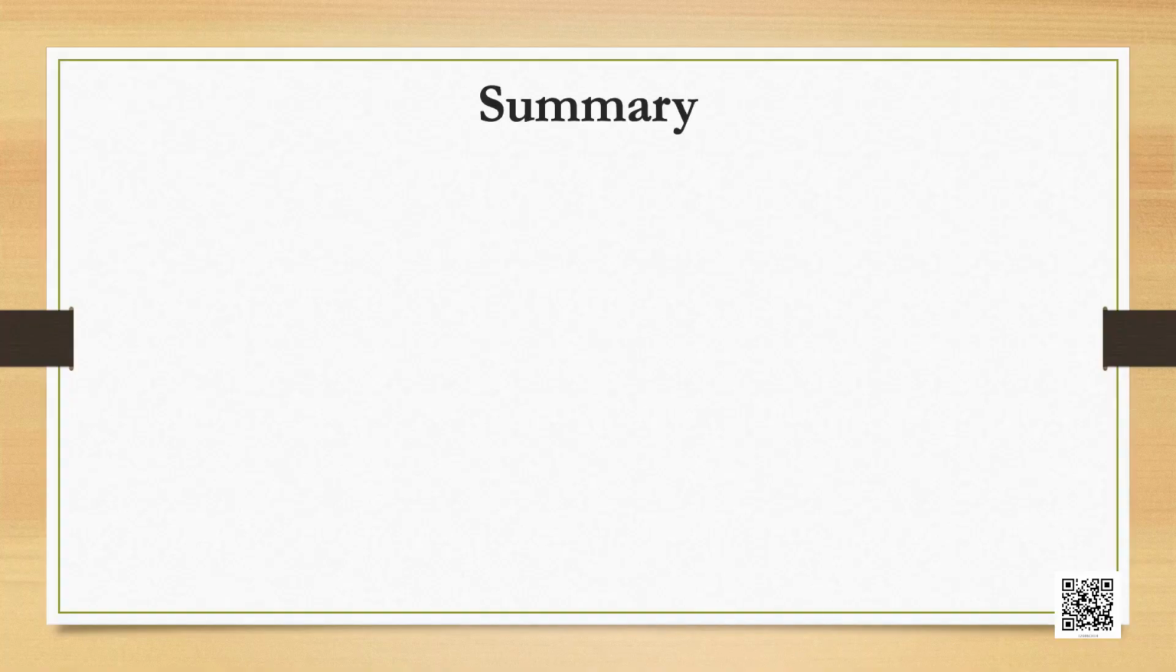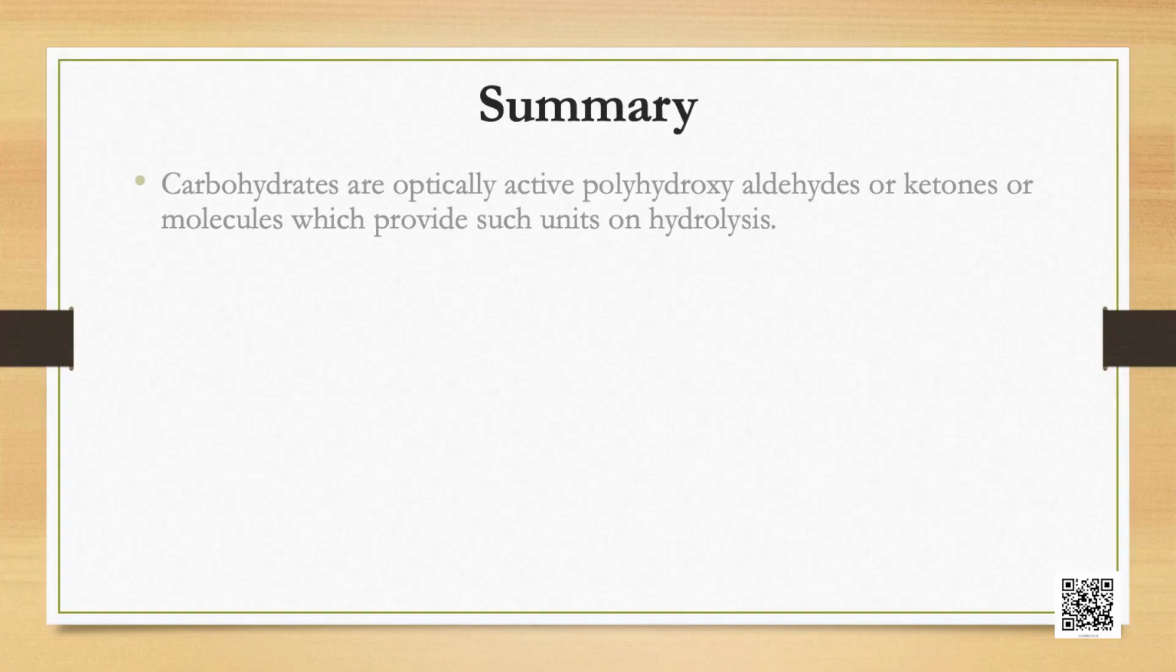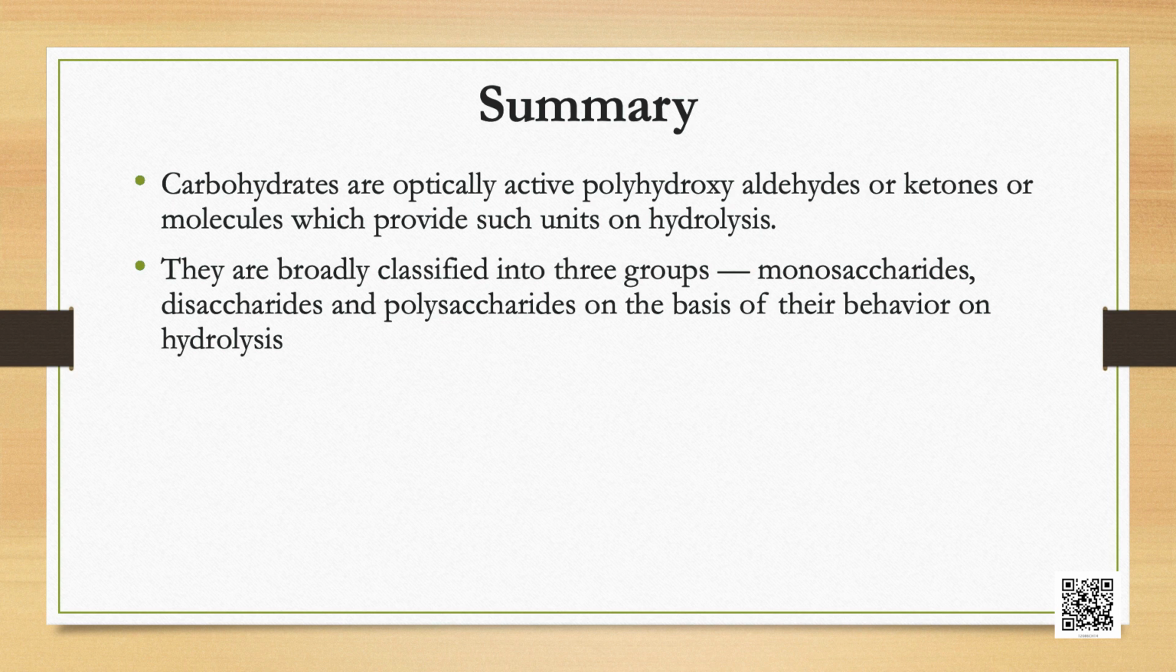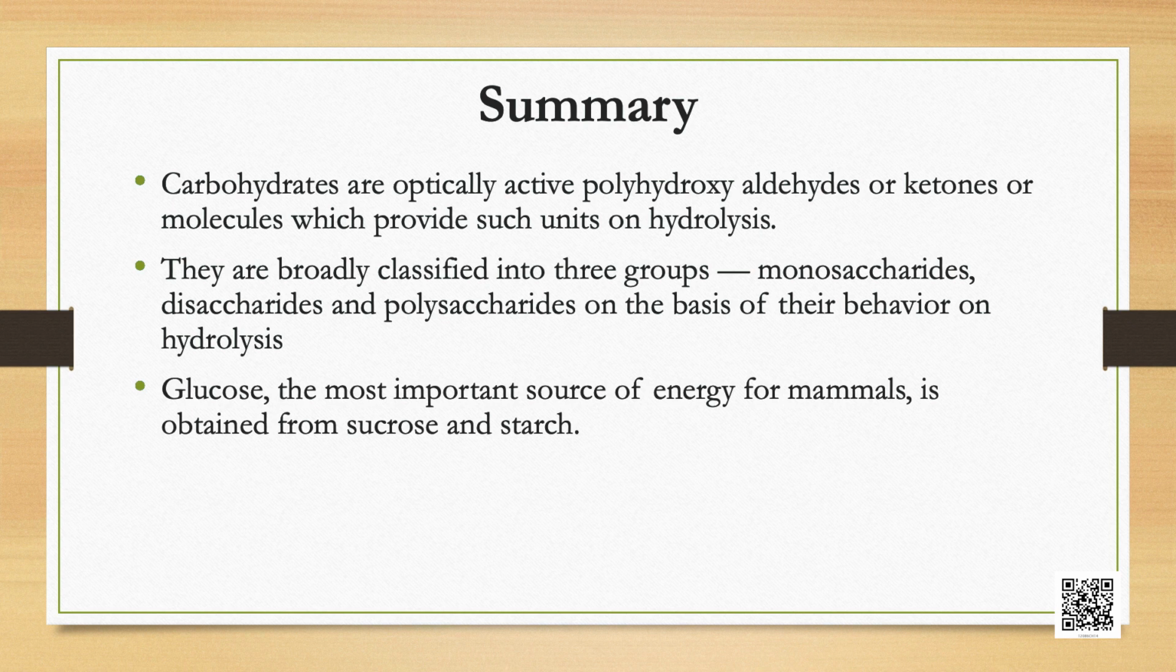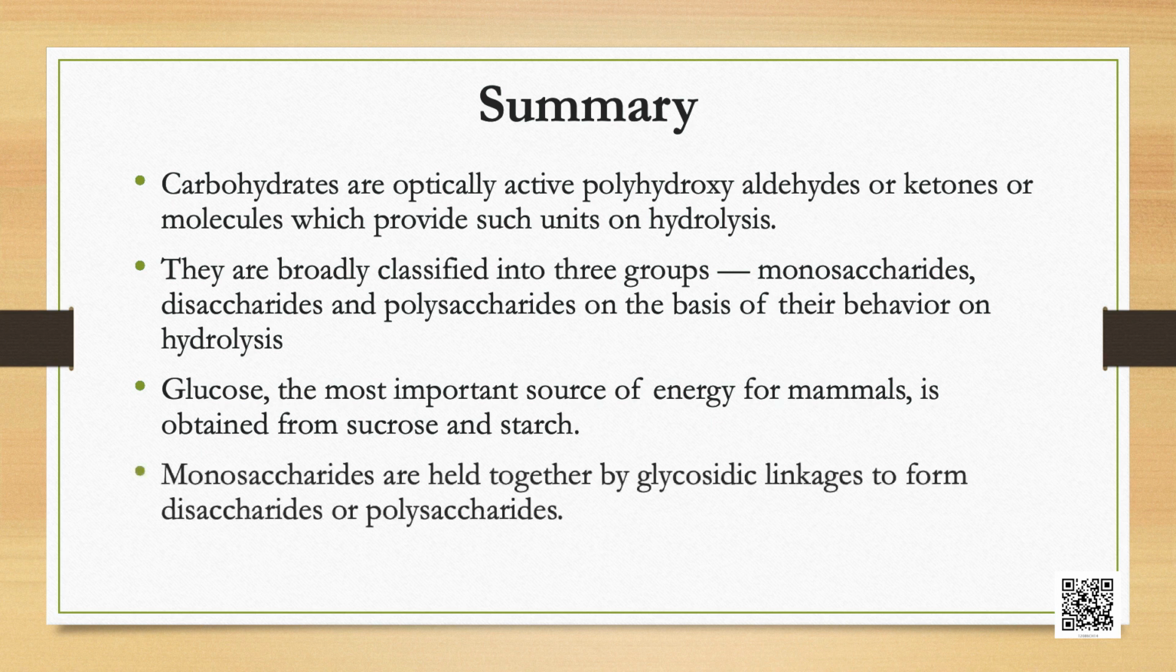To summarize this discussion, let us recall the points discussed. Carbohydrates are optically active polyhydroxy aldehydes or ketones, or molecules which provide such units on hydrolysis. They are broadly classified into three groups: monosaccharides, disaccharides and polysaccharides, on the basis of their behavior on hydrolysis. Glucose, the most important source of energy for mammals, is obtained from sucrose and starch. Monosaccharides are held together by glycosidic linkages to form disaccharides or polysaccharides.